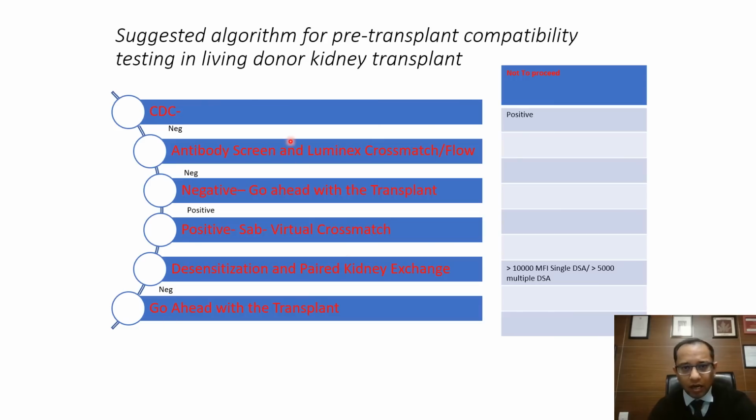So where is it in our algorithm? Whenever the CDC crossmatch is negative, we go for a screen, and along with that, we go for two crossmatches, that is Luminex crossmatch and flow crossmatch. If one of them is positive, then we obviously go for a single antigen assay. If all of them are negative, go ahead with the transplant. So this is where the Luminex crossmatch or flow crossmatch comes in your algorithm for pre-transplant compatibility testing.